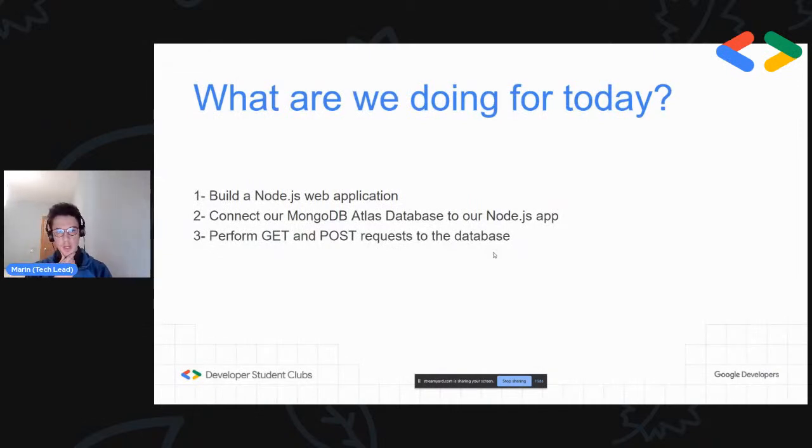So what are we doing today? We're going to build a simple Node.js application, and then we will connect our MongoDB Atlas database to our Node.js application. We'll walk you through how to make that one from the Atlas website. We will then perform simple get and post requests to our database.